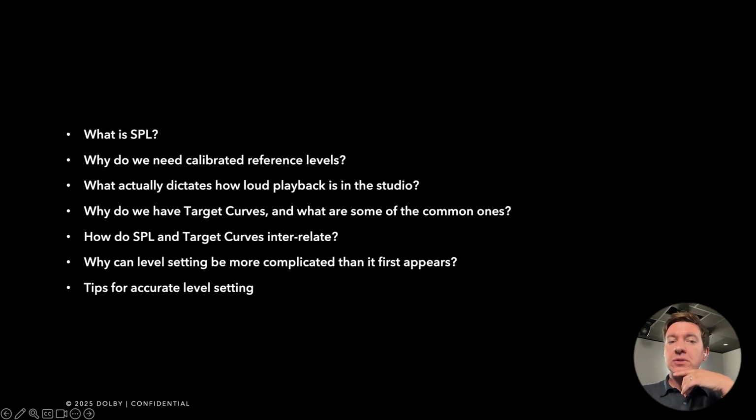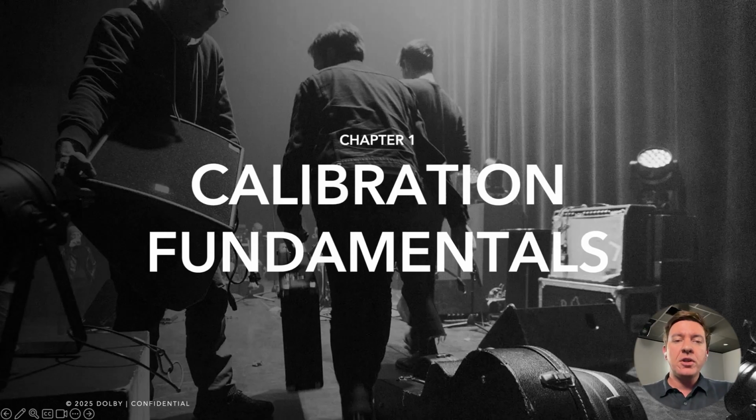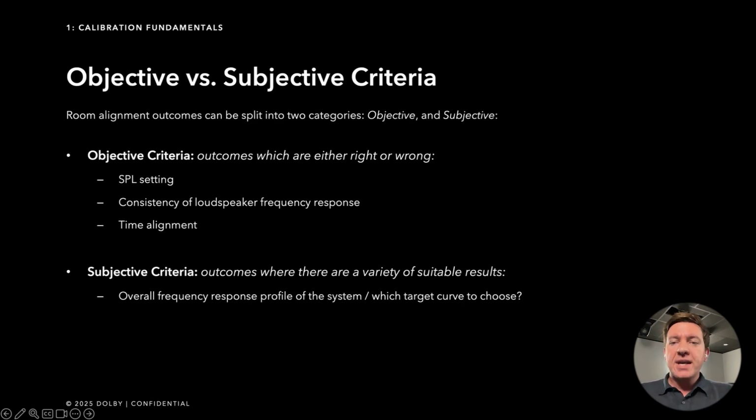So first of all, let's have a think about what the fundamentals are. What are the building blocks of a well-calibrated system? We split this out into a mixture of objective criteria and one subjective criteria. On the objective side, that's three main things. Time alignment is pretty straightforward. We want all of the audio to reach the mix position at the same time. But then we've got SPL setting and the consistency of the loudspeaker frequency response. These two things are interdependent, so that's what we're going to be covering today.